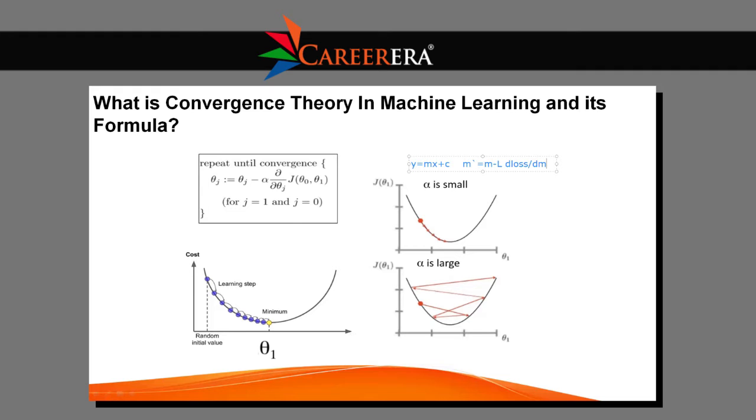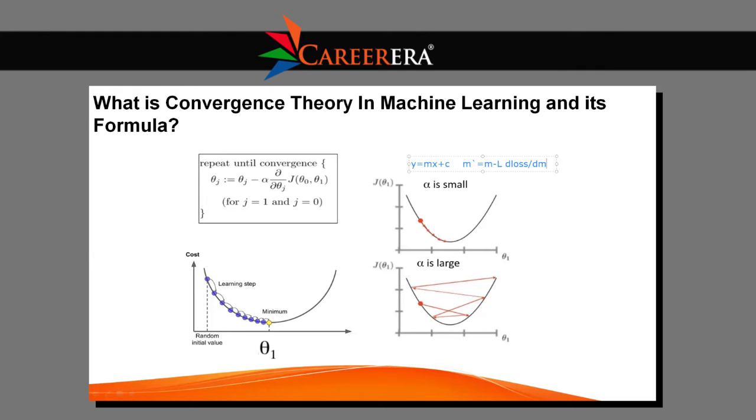Another way of saying it: theta j equals theta minus lambda times the derivative of J(theta 0, theta 1), that is the loss function that we are calculating, with respect to theta, the old m that we already have. And this will give you the new value of m.